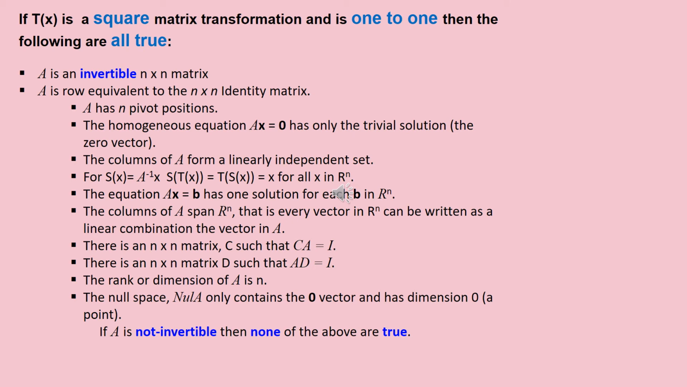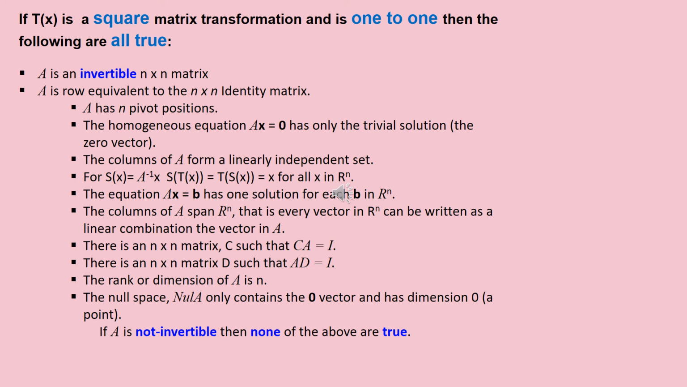And the columns of A will span all of the codomain. So every vector in Rn can be written as a linear combination of the vectors in A. That's what spanning Rn means. Every vector in Rn can be written as a linear combination of the vectors in your matrix.